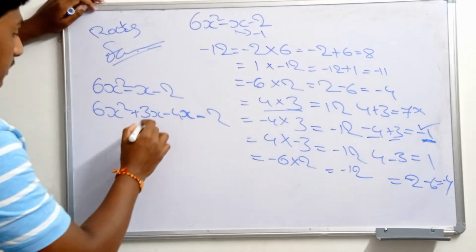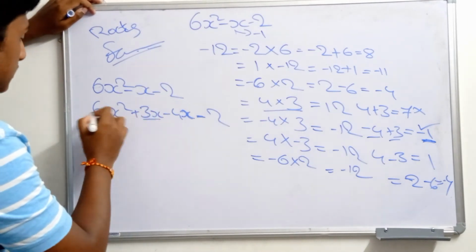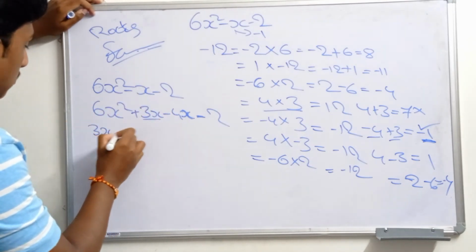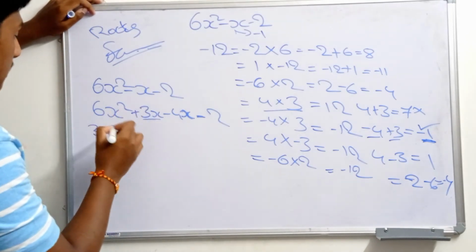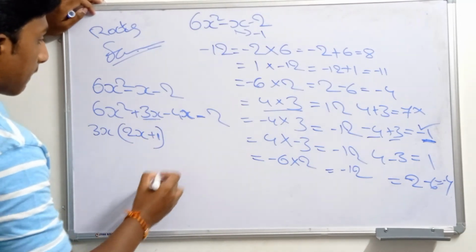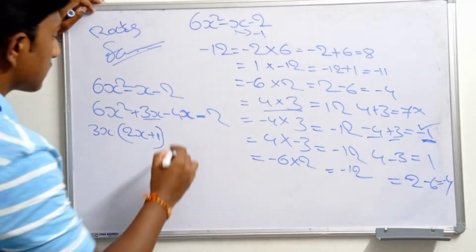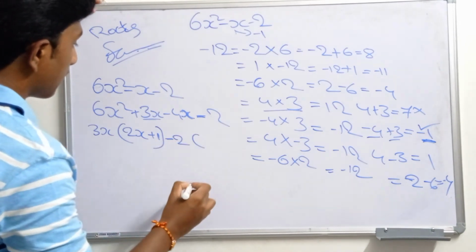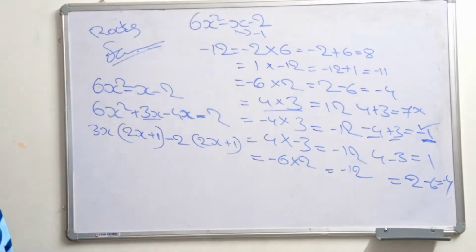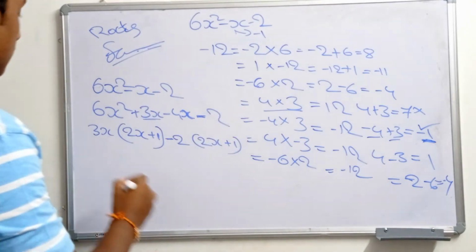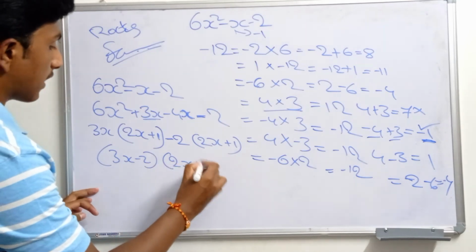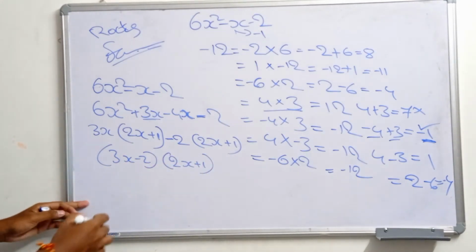Now, I hope 3x can be taken as common, because 3 into 2 is equal to 6. 3 can be taken as common, and x can also be taken as common. So 3x is taken as common, now we have 2x plus 1, and here with minus 2, minus 2 is taken as common. Minus 2 into 2x plus 1. That means 3x minus 2 into 2x plus 1.